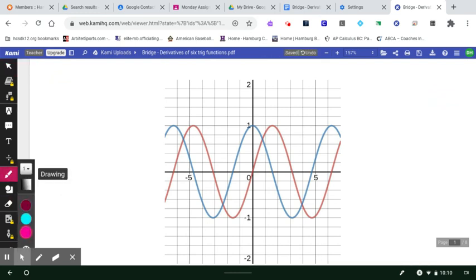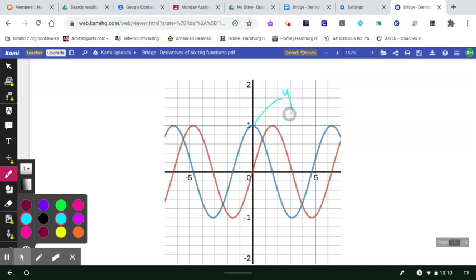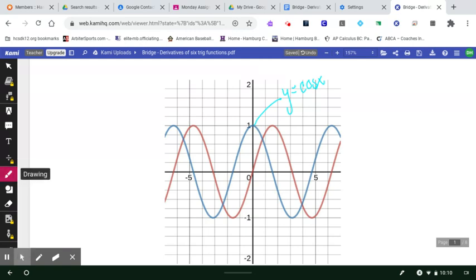So I've got 2 functions graphed here. The blue one, notice it starts at 1 and it looks like sine or cosine, but it starts at its max. So I'm going to identify this as y equals the cosine of x. And the red one starts at 0 there, and it looks like the sine curve. I'm going to identify that as y equals the sine of x.